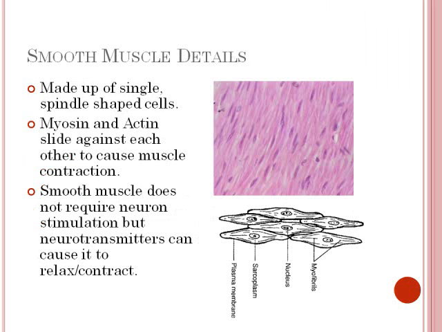Smooth muscles are made up of single spindle-shaped cells. Myosin and actin slide against each other to cause muscle contraction. Smooth muscles do not require neuron stimulation, but neurotransmitters can cause them to relax and contract. Smooth muscles are capable of slow, sustained contractions maintained with minimum energy usage.